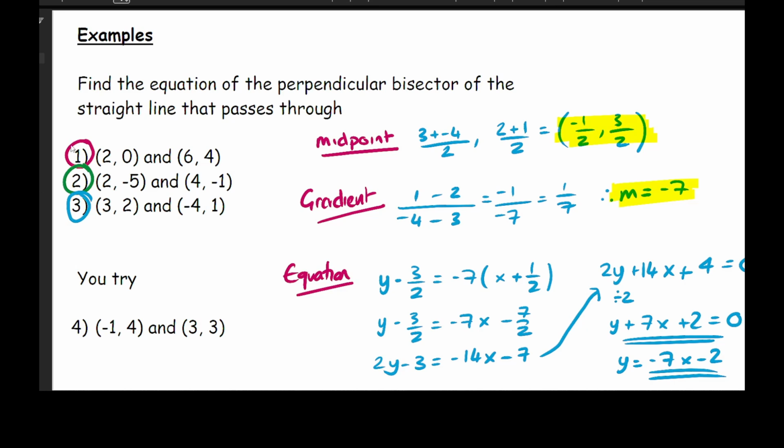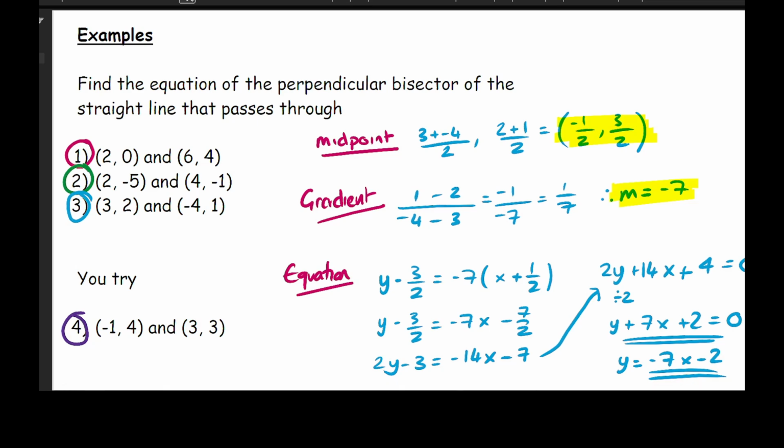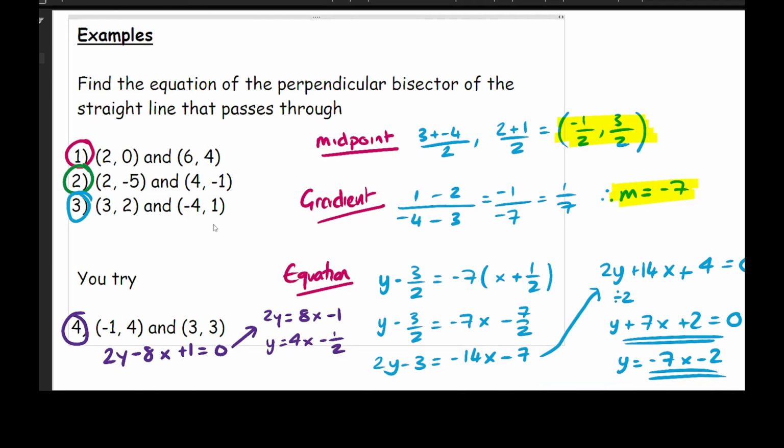Now if you want to try question 4, which has got coordinates of minus 1, 4 and 3, 3, you can pause the video, have a go at it, and then unpause so you can see what the answer is. Well, the answer for question 4 you should have is 2y minus 8x plus 1 equals 0. And again, different variations you could have are 2y equals 8x minus 1, or you could have y equals 4x minus a half. So any formation of those equations would be absolutely fine.